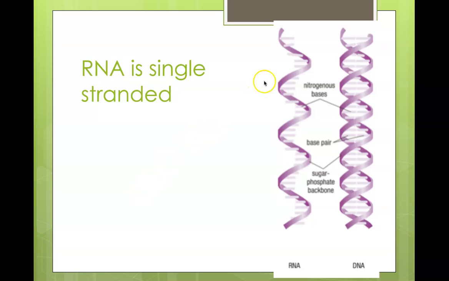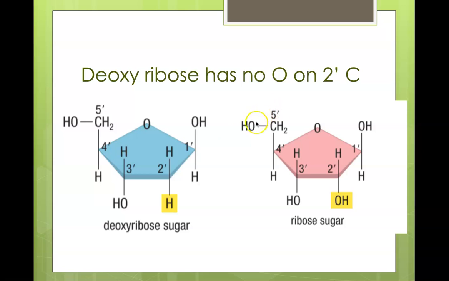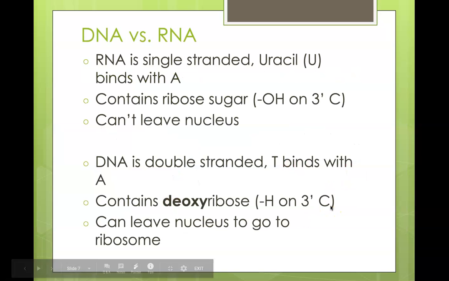So DNA is double-stranded. RNA is single-stranded. Another difference is that instead of thymine, we have uracil. A third difference is the sugar. This is the sugar that's used in DNA, deoxyribose sugar, which means it has one less oxygen, which is at the number 2 carbon. This is ribose sugar, which is used in RNA. You can see that there's an oxygen here.